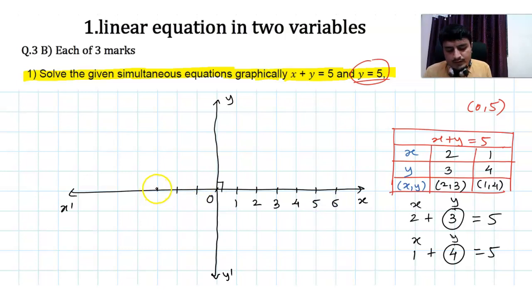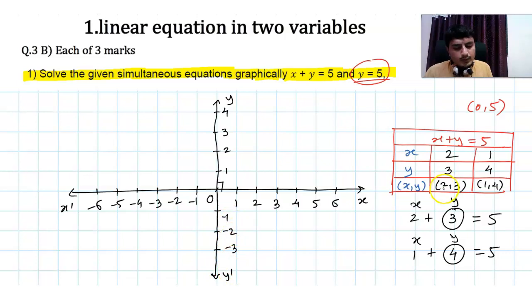Towards the left of the origin we have unit places that are equally distributed, having the negative integers like -1, -2, -3, -4, -5, -6 and so on. Vertically upward we have all the positive integers 1, 2, 3, 4 and so on. Vertically downward we have all the negative integers like -1, -2, -3, -4 and so on.